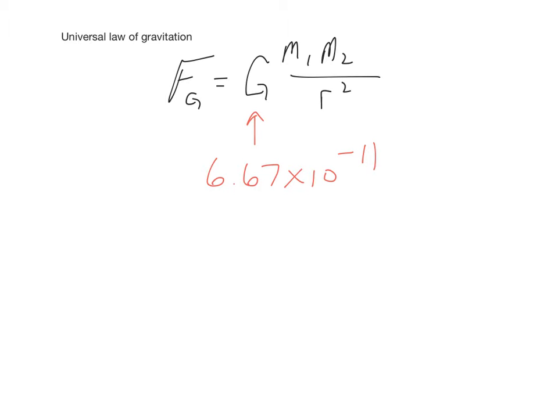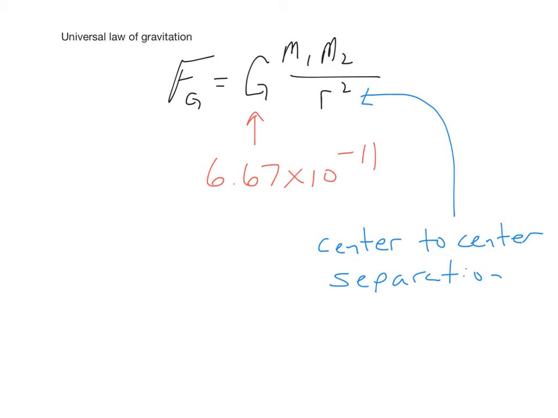And R is the center to center separation distance. This law states that any two masses will exert a force of attraction on each other, and that force is directly proportional to the amount of mass, but inversely proportional to the square of the distance.